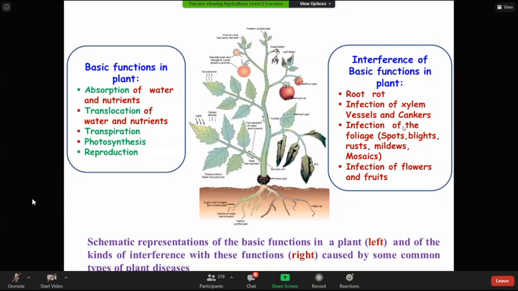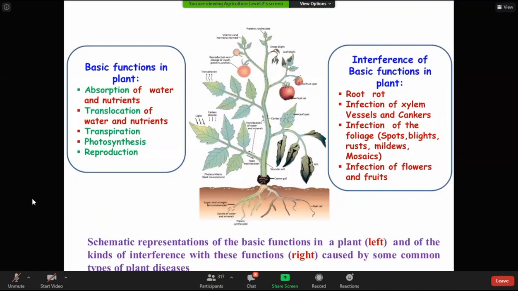And if the foliage is infected, for example, if some pathogen produces spots, blights, rust, mildews, and so on, you will see the transpiration and photosynthesis also affected. And finally, if the flowers and fruits are infected, it means reproduction is affected. In a way, plant pathogens are basically affecting the morphology, physiology, and reproduction of the plants. My purpose is to share the slide to get the points.